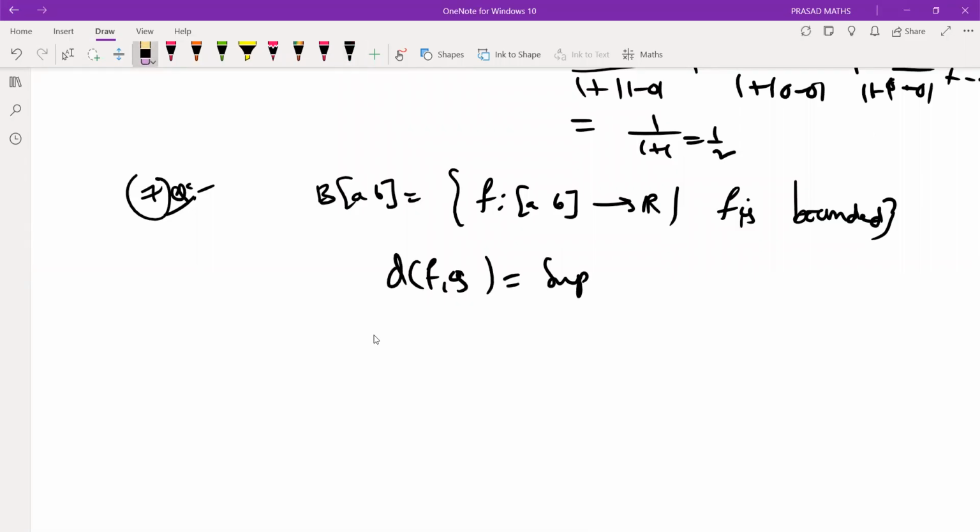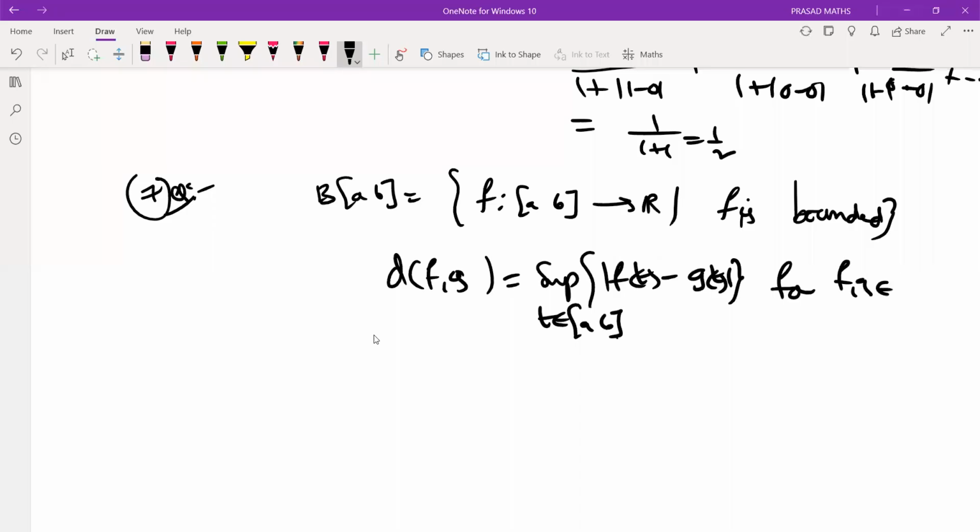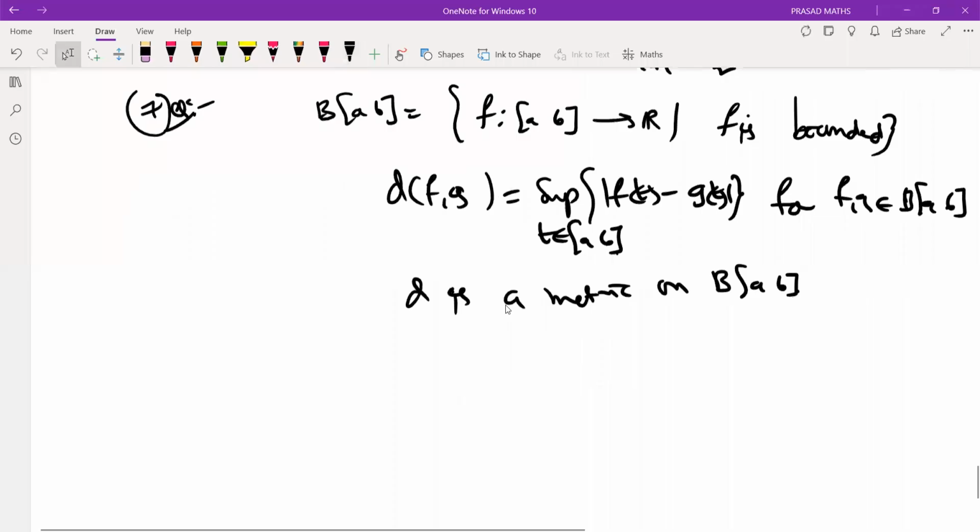In fact, the maximum is attained because any bounded function on this has a maximum. In fact, taking the supremum is no problem. Supremum of f of t minus g of t, for any two functions. This is also a metric by the same proof. Okay, same proof. I did it with the maximum on r power n, so write the same lines as it is. Therefore this is also a metric. Right? This is the first example.